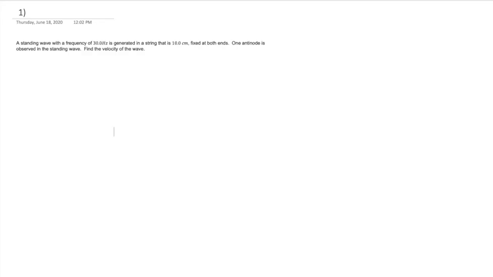So let's take on a few sample problems here. Our first sample problem, we have a standing wave with a frequency of 30 hertz, and it's generated on a string that is 10 centimeters long, and it's fixed at both ends. We see that one antinode is observed, and we're looking to find the wave speed.